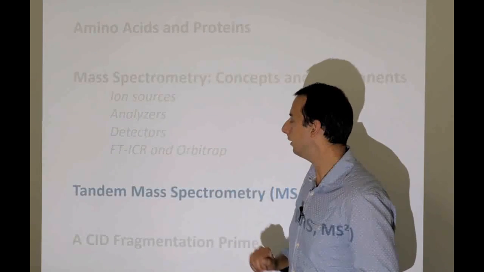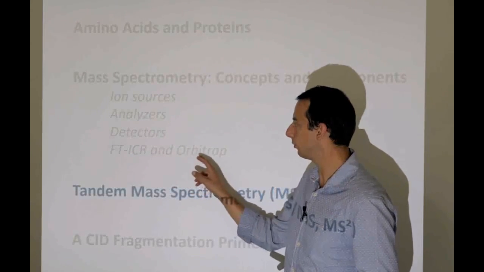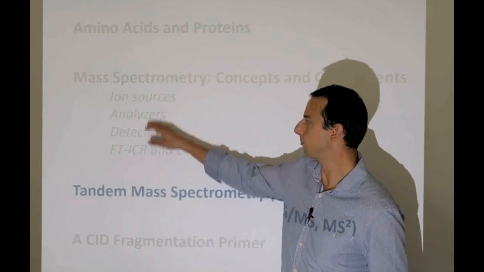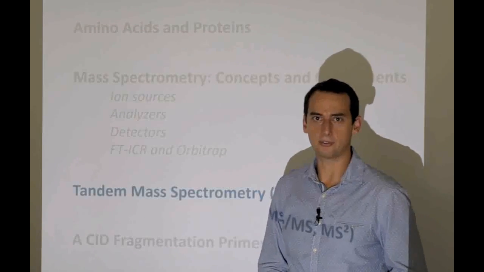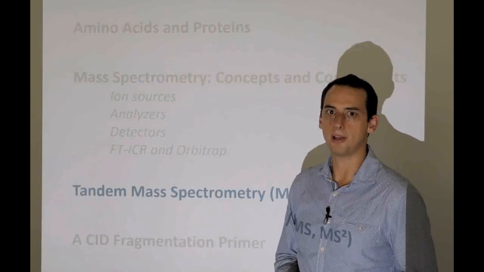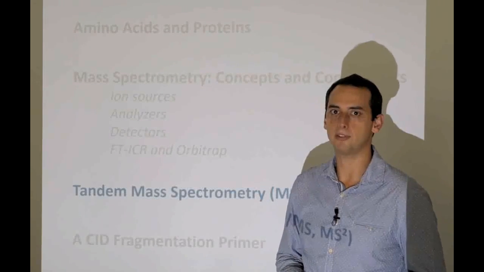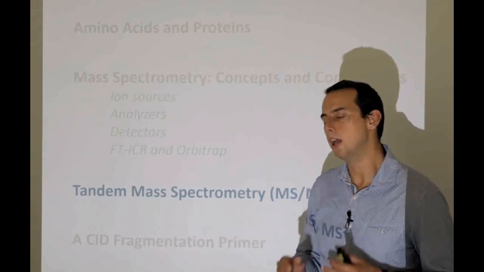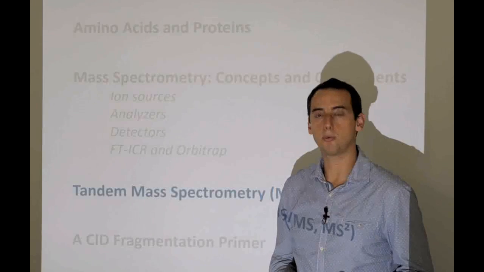And then in the fifth lecture we talked about Fourier transform ion cyclotron resonance and Orbitrap instruments, which are a special breed of instruments because they essentially combine an analyzer and a detector, and they use some fancy mathematics to weed out the inertial masses or mass over charges, but they do so with very good resolution, and that makes them very interesting instruments, especially the Orbitrap because it's easy to use. Now, with that, we actually summed up everything we needed to know about the actual instruments themselves.